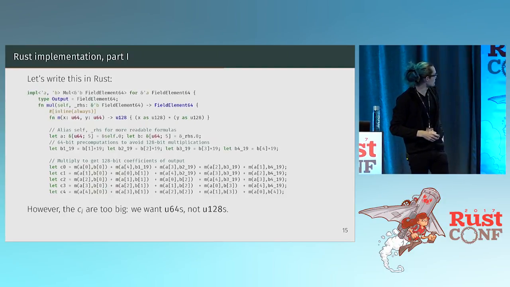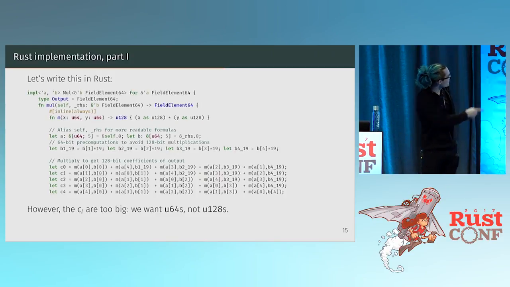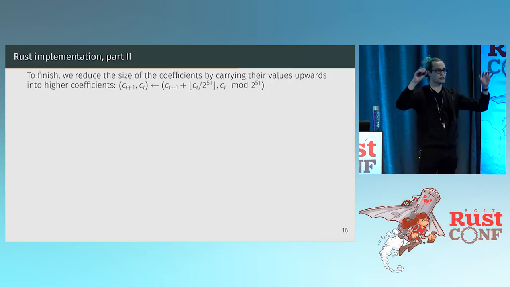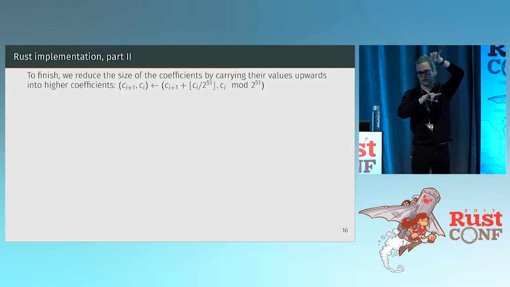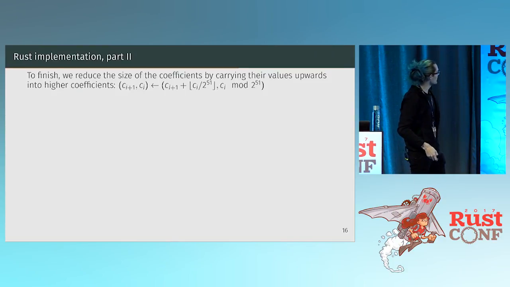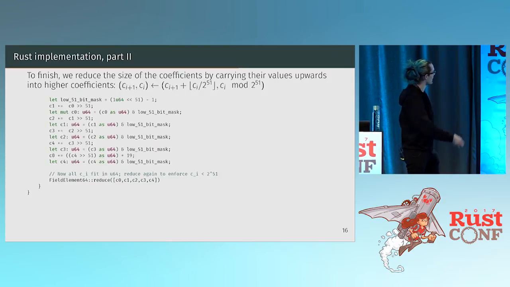So we have to then reduce these c_i's, and we can do that. So I've written this formula, but basically the idea is that you take this 128 bit value, you take the low 51 bits, you keep them, you take the high part, and you add it to the next biggest coefficient. So you're just carrying the value up into the next biggest thing. And you can write that in Rust in the following way. You can construct a mask and do this carrying.